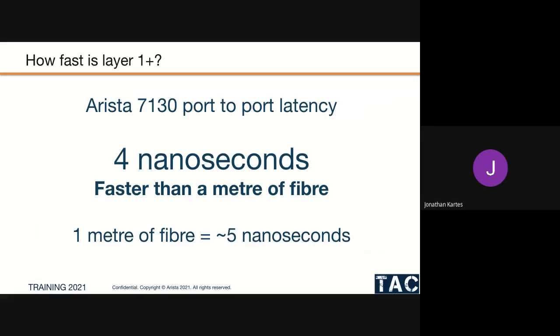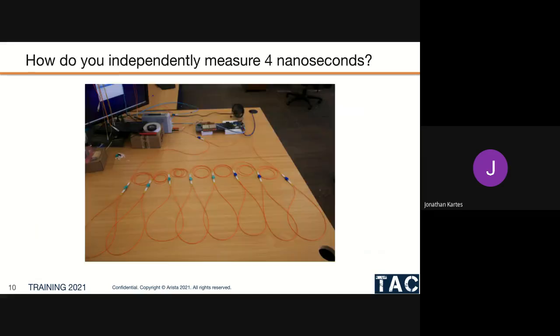So I talked about this earlier, how fast is layer 1 plus? And the answer is really, really fast. So 4 nanoseconds is our port-to-port on the MetaConnect series, and that is faster than a meter of fiber. A meter of fiber is 5 nanoseconds. Now, the skeptics out there might say, well, how did you test that? So we did, and we documented it in a white paper.